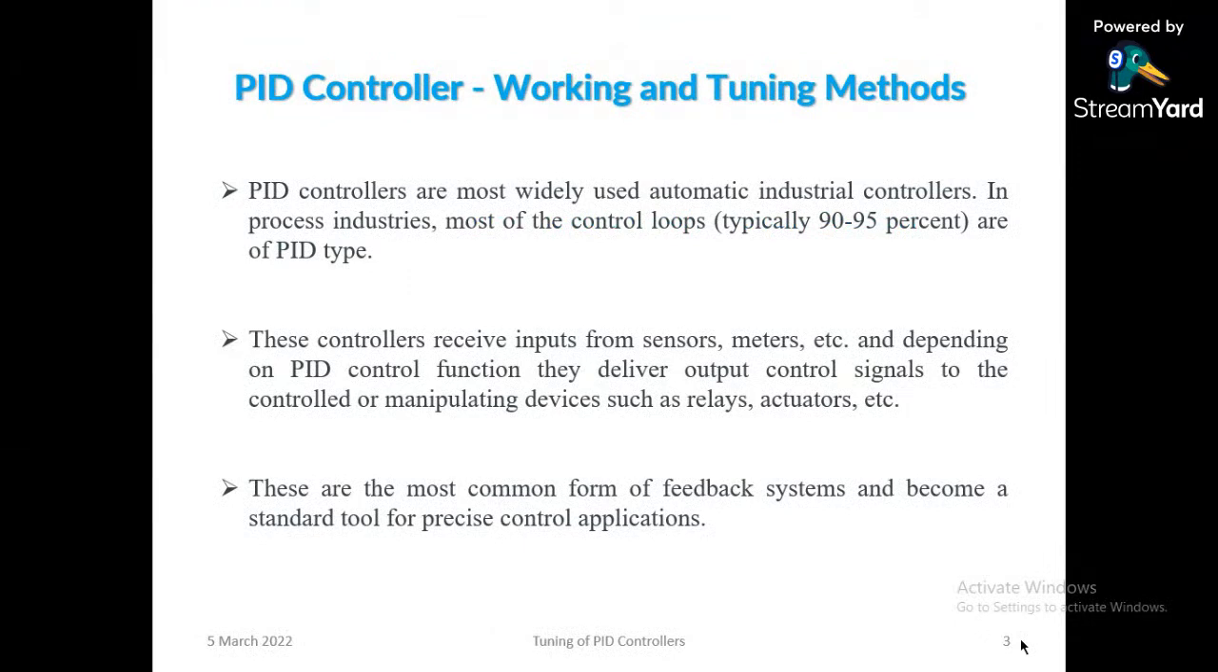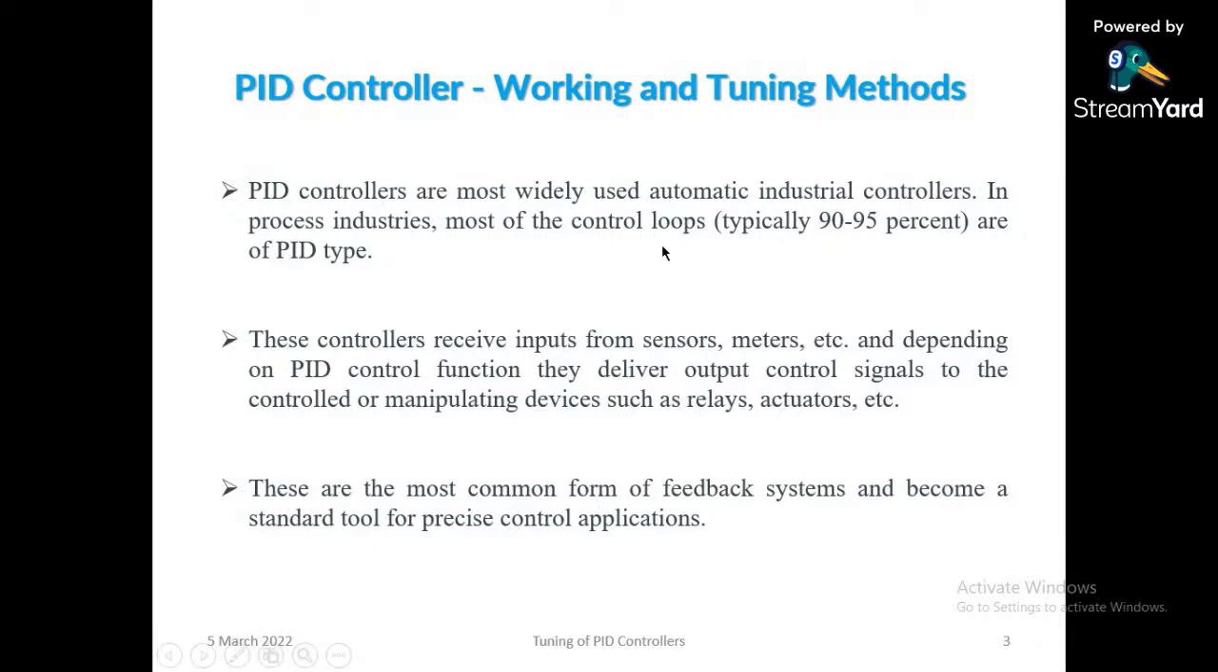Now PID controllers are mostly used in automatic industrial controllers. Okay. Maybe in the process industry, or even in water filling, where there is a bottle and they fill Pepsi or water into it, in automation industries, in those industries you can use PID controllers. Okay.